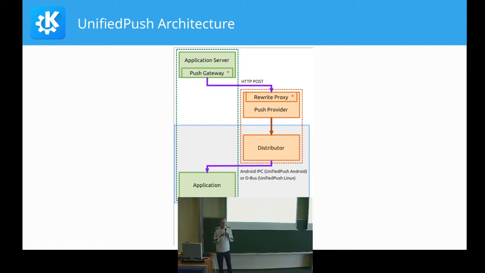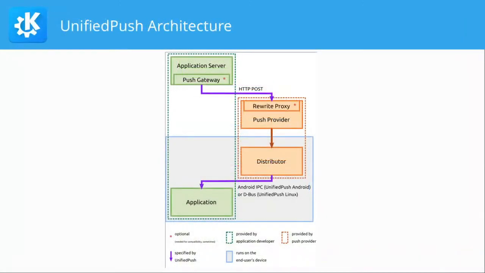The part that UnifiedPush specifies here are the pinkish, whatever, bluish arrows, so between the platform infrastructure and the application side. What it doesn't specify is the communication between the client and server side part of the push infrastructure. That is left to the implementation of a specific push service. We'll get to that a bit later.